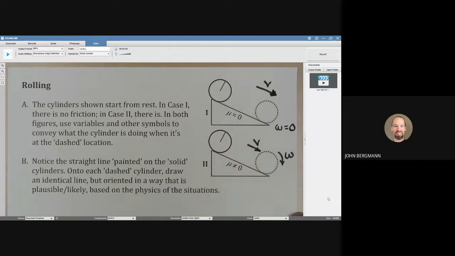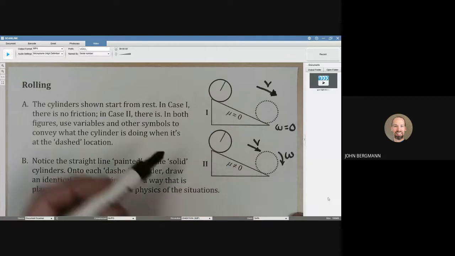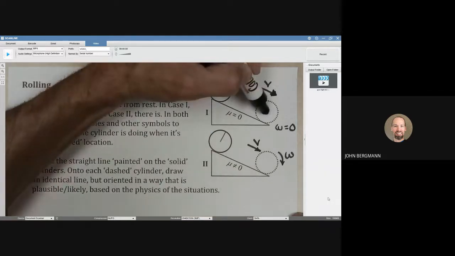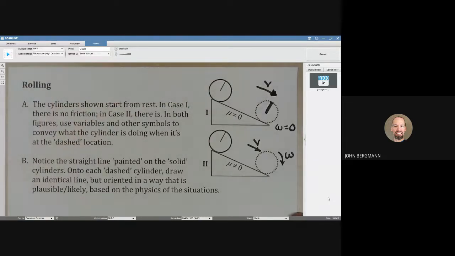So far, so good. Part B, notice the straight line painted on the solid cylinders. Into each dashed cylinder, draw an identical line oriented in a way that is plausible or likely based on the physics of the situations. In the case where there's no friction, this painted line here is going to be at the same spot because this cylinder hasn't rotated.